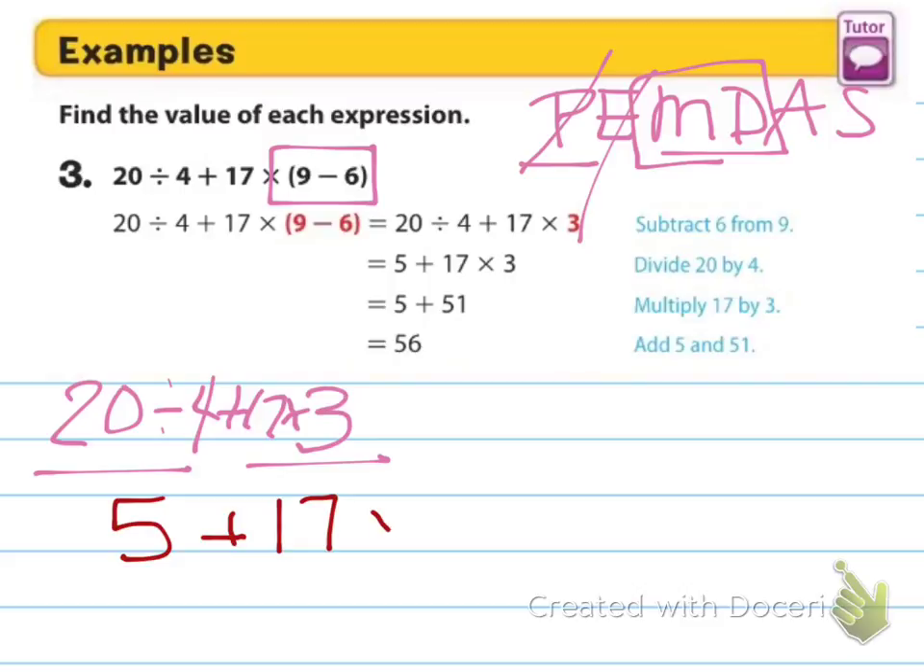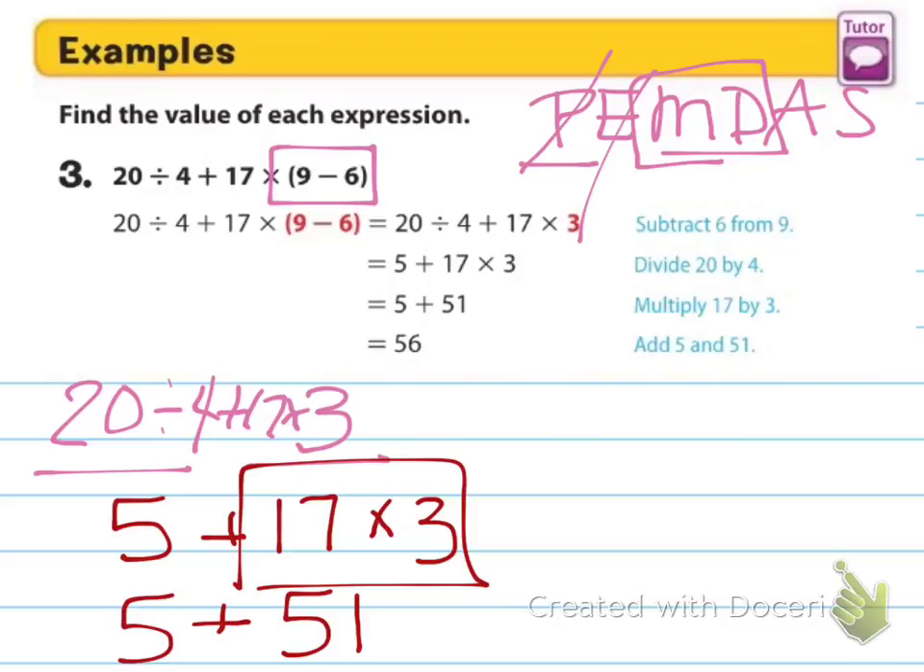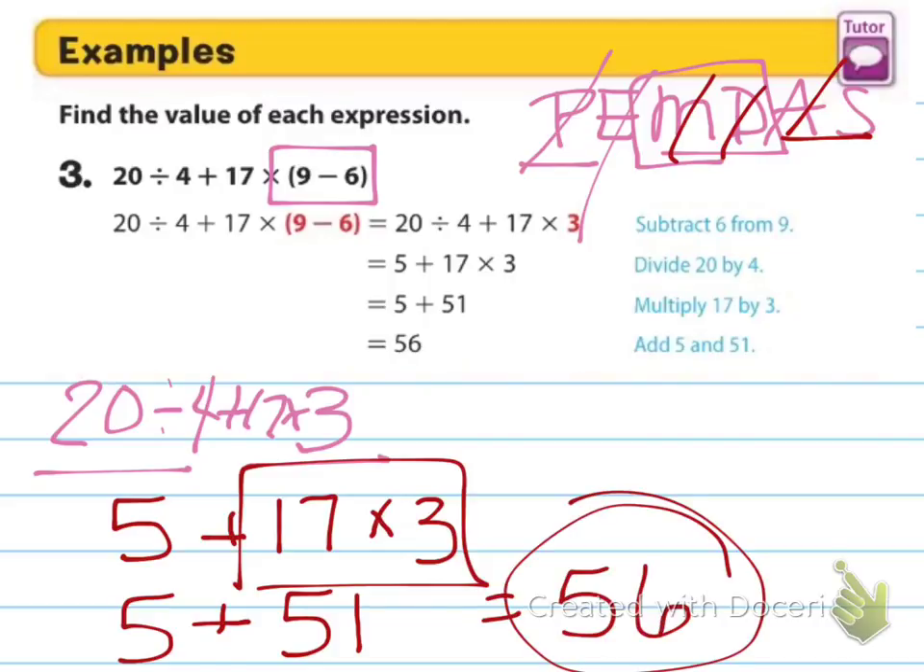And then carry everything else down. Now I'm going to do my multiplication of 17 times 3, which is, carry the 2, 51. And now all I'm left with is addition. So I'm going to take care of my addition, and I get 56 for my answer. So do you see the steps that we went through? We did our parentheses. There were no exponents. We did our multiplication and our division from left to right. So we started here, and then we went on to this, and then we added them together.